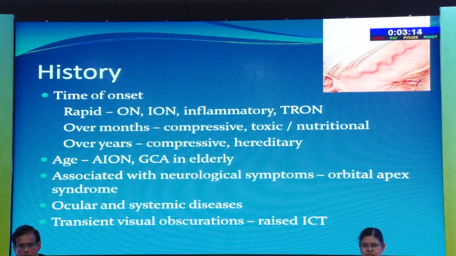But if it is slow over months, it can be compressive, toxic, or nutritional. And in elderly age groups, ischemic optic neuropathies are seen. And always look for other cranial nerves or systemic neurological involvement. And also take a history so that you can know about any ocular and systemic diseases coexisting.